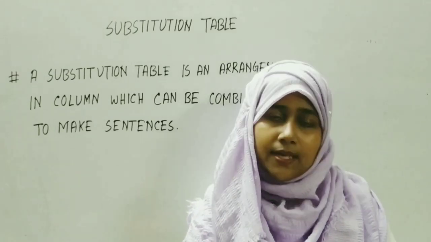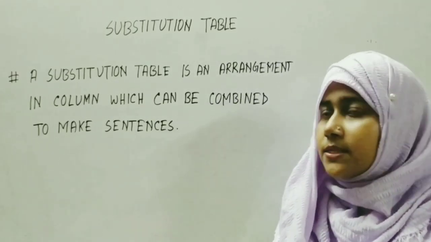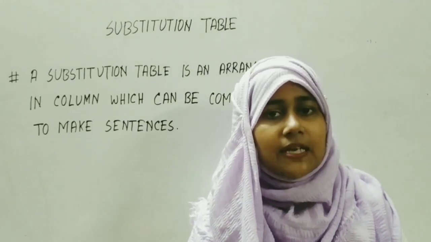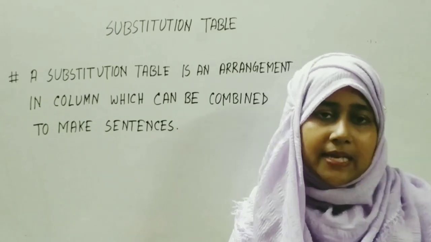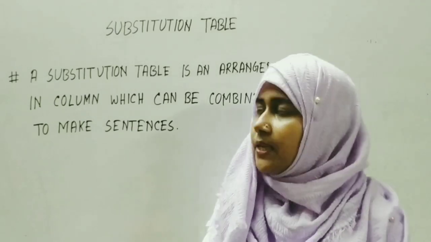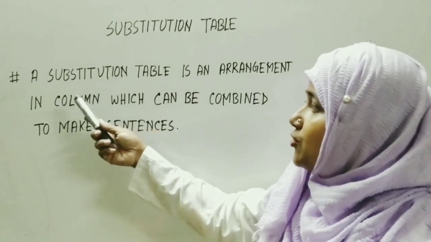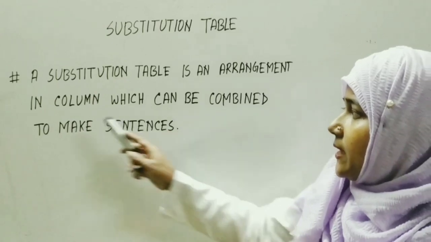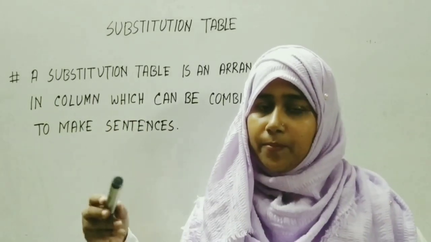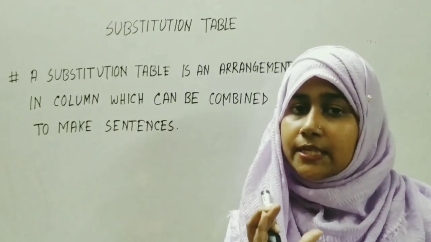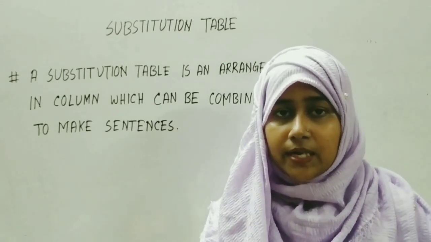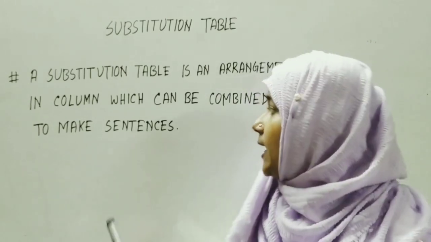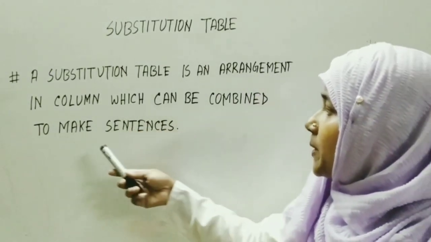Now let's know the definition of substitution table. What do you mean by substitution table? Here I have written the definition: a substitution table is an arrangement in columns. Some parts of sentences will be given in each column. You will get 3 columns, which can be combined to make sentences.